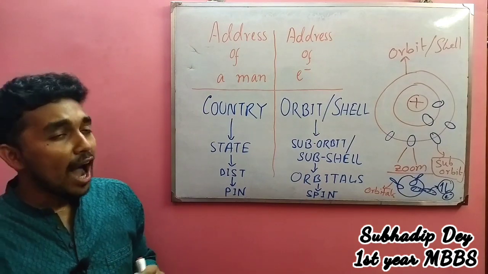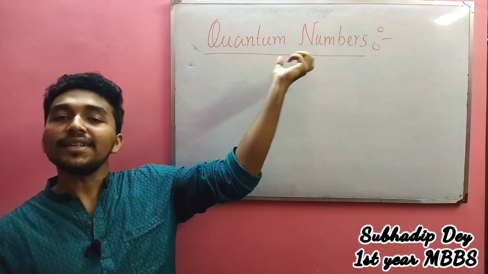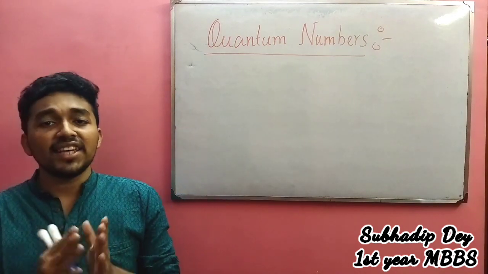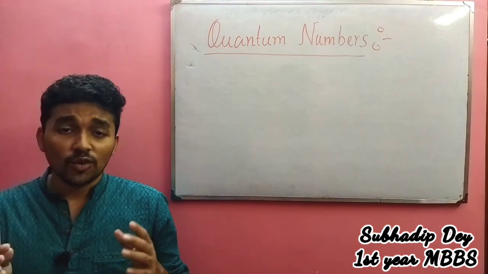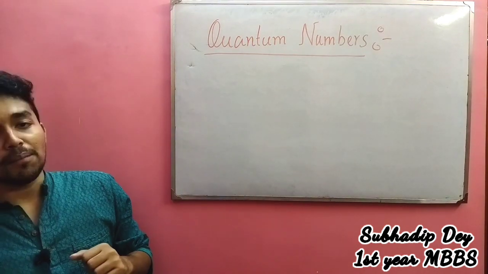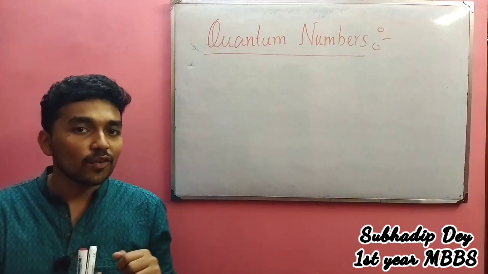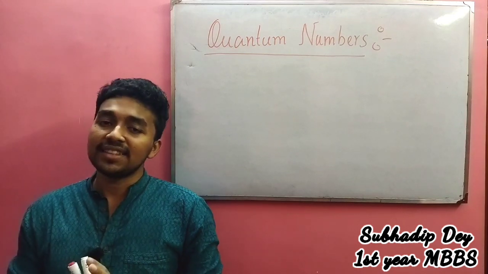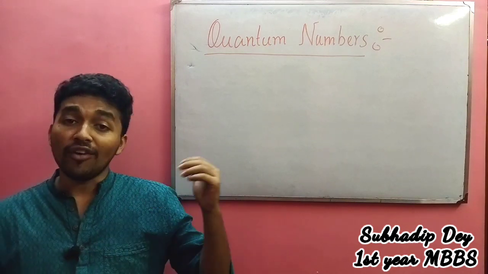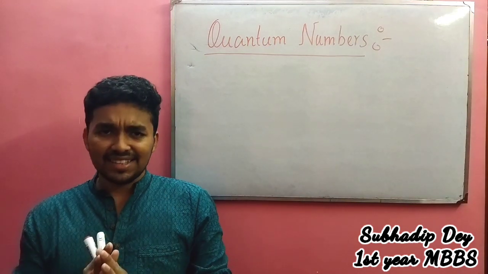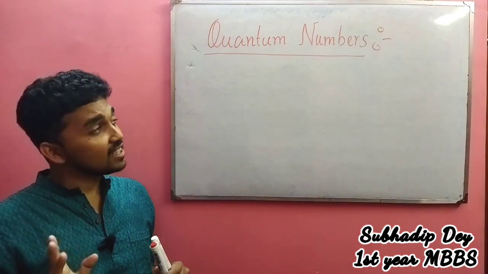So चलो अब थोड़ा अंदर जाते हैं. So now we will discuss about the quantum numbers. Just like human has pin numbers, electron has quantum numbers. So with the help of these quantum numbers we will get the information or the address of an electron. So these quantum numbers will tell us about the orbit, orbitals, suborbit, spin of an electron. So let's have a look in this quantum number. बहुत ही easy है, अच्छी तरीके से समझ लेना है.